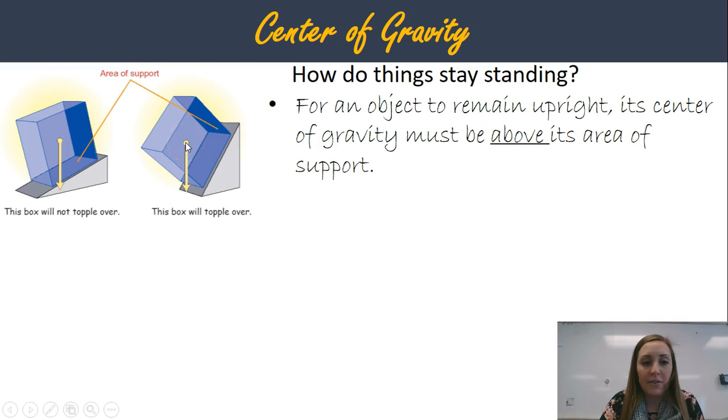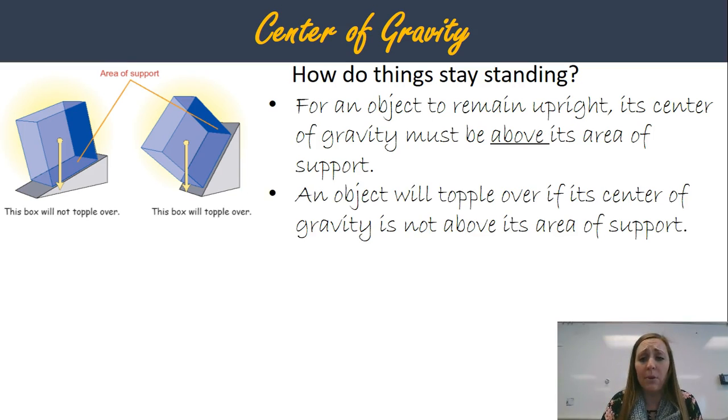This one, the center of gravity is here, and when you draw straight down, there is no support for that object, so it's going to topple over until it gets to the point of support. It's going to fall until it hits something that supports it. So an object will topple over if its center of gravity is not above the area of support.